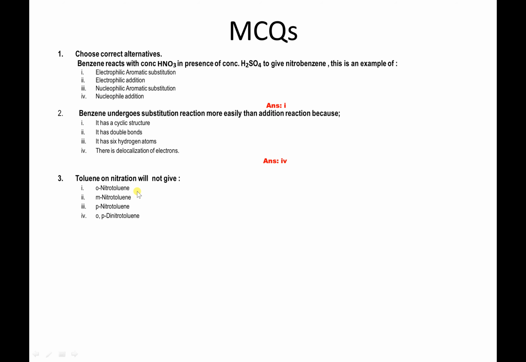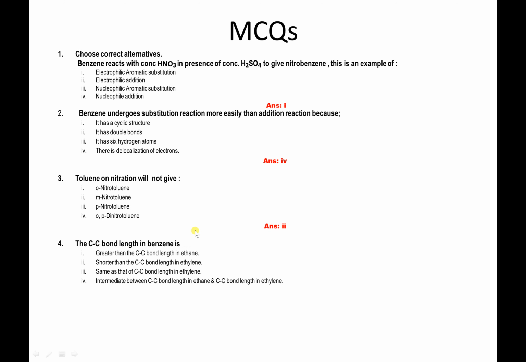Toluene on nitration will not give which of the following derivatives: orthonitrotoluene, metanitrotoluene, paranitrotoluene, orthoparadinitrotoluene. What will it not give? Let us see the answer. It will not give metanitrotoluene because the methyl group on the toluene is an orthopara director, so you will never get a meta substitution.